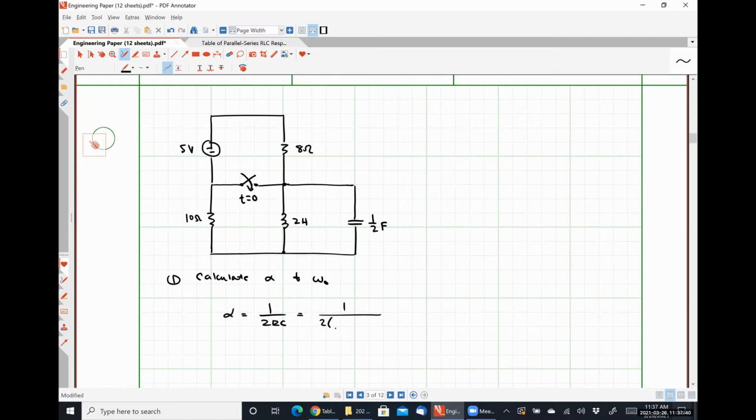Okay. And then we have the 1/2 of a farad. So alpha is 1 over 10, which is 0.1 nepers per second. Making sure. Yeah, 1 over 2 RC.